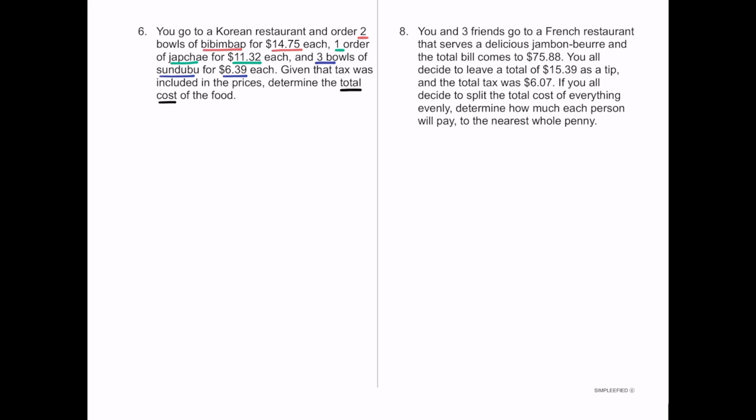So for the bibimbap, let's go ahead and take this $14.75. Let's multiply that by 2 to get the total price of those. So 2 times 5 is 10, carry the 1. 2 times 7 is 14 plus 1 is going to be 15, carry the 1. 2 times 4 is 8 plus 1 is 9. And then we have 2 times 1, which is 2. And let's see, we have 2 decimal places here, so we should have 2 decimal places here. So the total cost would be $29.50 for that particular dish.